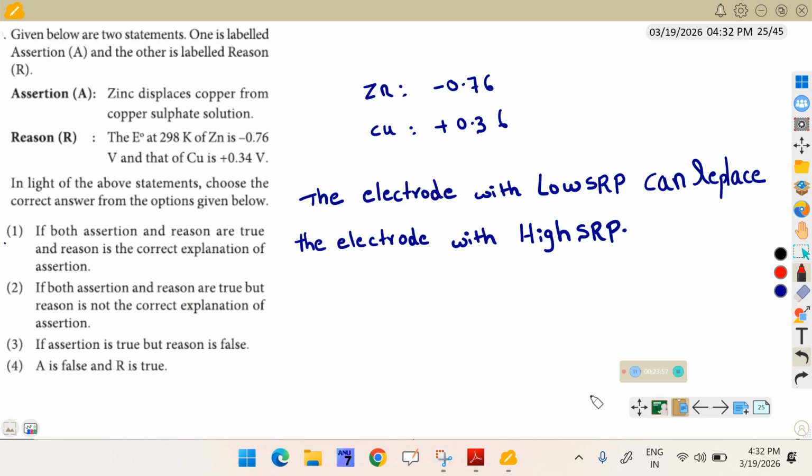Assertion: zinc displaces copper from copper sulfate solution. Assertion, yes, zinc displaces. Why? Because zinc's SRP value is low compared with copper's SRP value. The electrode whose SRP value is low can replace the electrode with high SRP value. So the assertion is correct, the reason is also correct. A is the correct explanation for R.